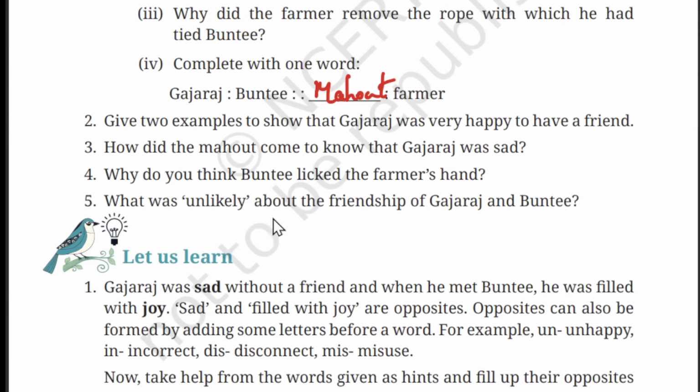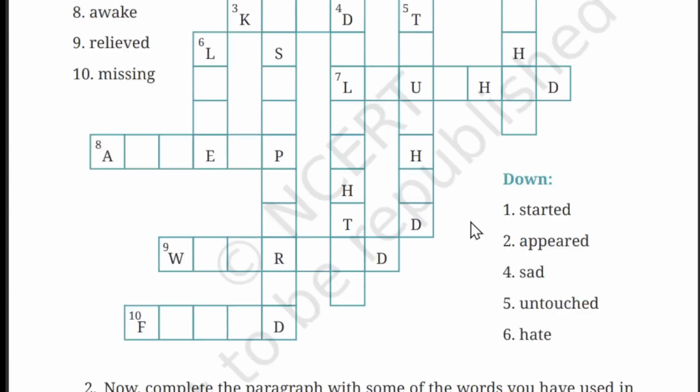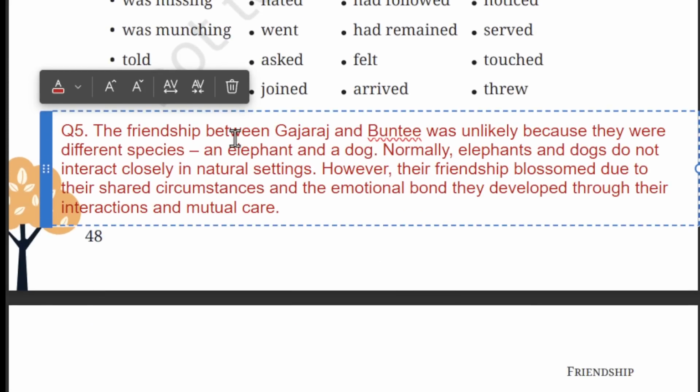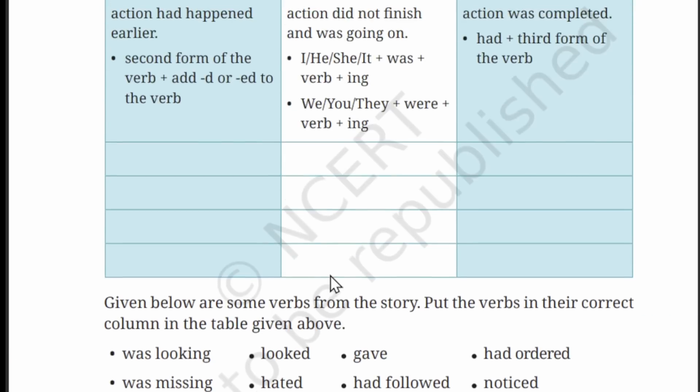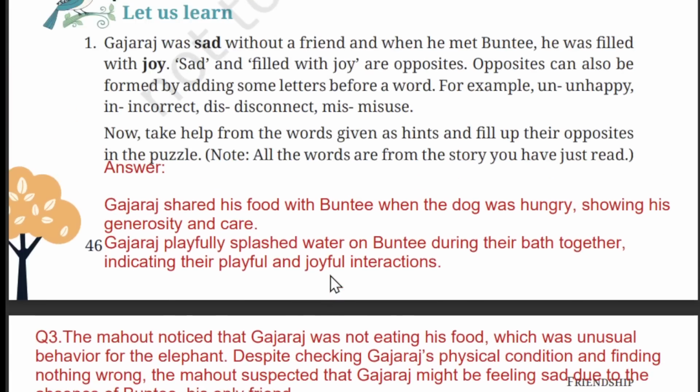What was unlikely about the friendship of Gajaraja and Bunty? The friendship between Gajaraja and Bunty was unlikely because they were different species, an elephant and a dog. Normally, elephants and dogs do not interact closely in a natural setting. However, their friendship blossomed due to their shared circumstances and the emotional bond they developed through their interaction and mutual care. Okay, if you want, you can pause the video and copy all those answers.